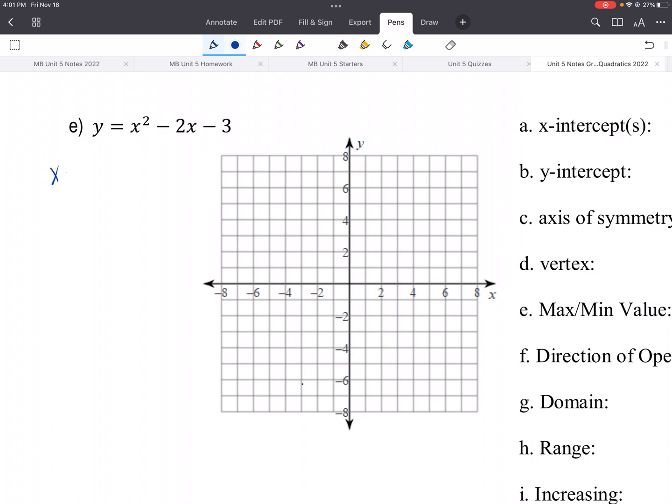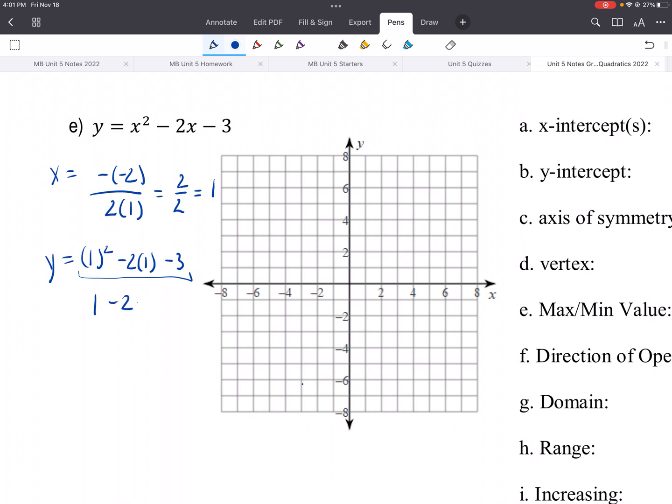All right, so here we've got x equals -2 over 2 times 1. So 2 over 2 is 1. And then we'll plug that in, so y equals 1 squared minus 2 times 1 minus 3. Again, you can just use your calculator, or that's 1 minus 2 minus 3, which I think gives you -4. So 1, -4. Growth pattern is 1, 3, 5. And it crosses at -3, so that works out great.